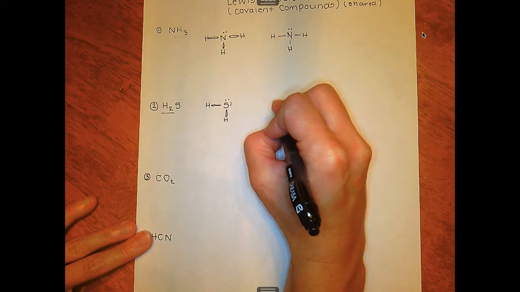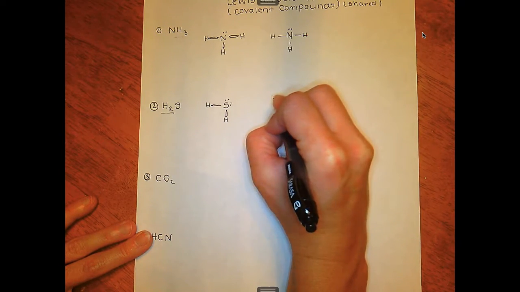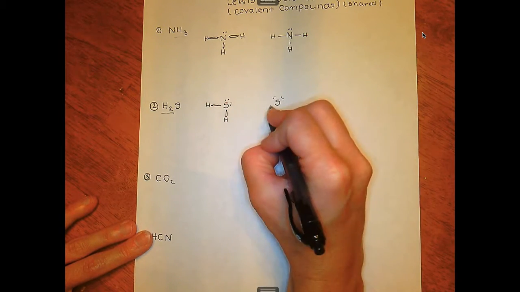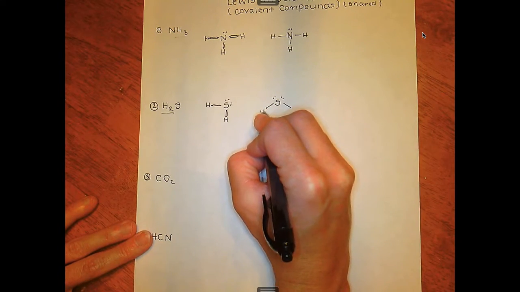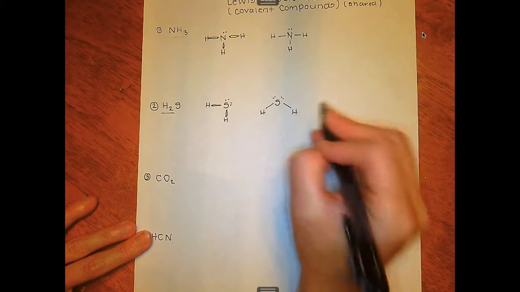So I'm going to come over here and rewrite this out a little bit. There are those 2 lone pairs, those non-bonding electrons. And then here are those hydrogens. You do see that I'm writing those hydrogens at an angle, and there's a very good reason for that, and we will talk more about that tomorrow when we get to molecular geometry.